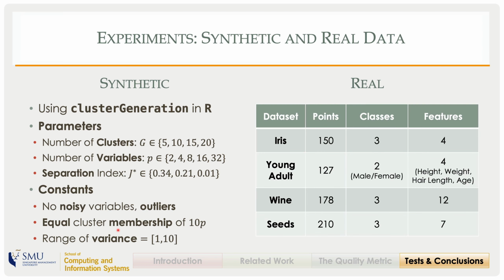Then we have real data, 3 of them from the UCI datasets, standard datasets: iris, wine, and seeds, and 1 a private dataset coming from a survey of 127 students, male and female, so 2 classes, and 4 variables: height, weight, length of hair, and age.